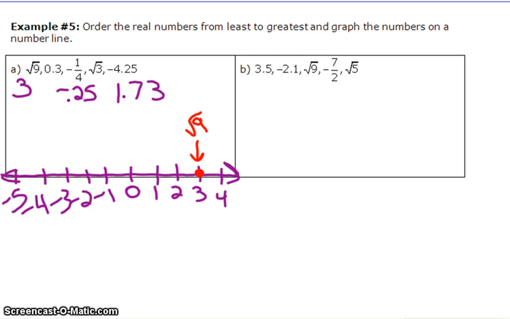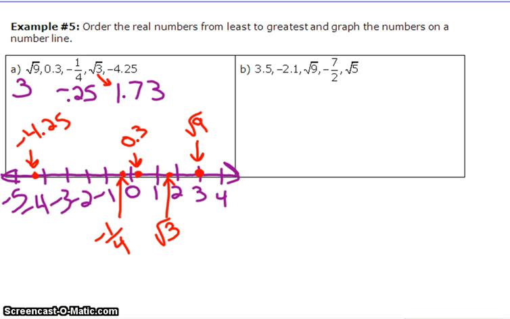I have 0.3, so that would be closer to the 0 than to the 1. This was 0.3. I have negative 0.25, so that's closer to the 0. I'm going to put this underneath so I see it. And it's negative 1/4. I have the square root of 3, which is 1.73, so it's going to be closer to the 2. And then I have negative 4.25, so maybe around here. It's not going to be perfect. Okay, that's okay. But what I've done by putting these on the number line is I've ordered them.